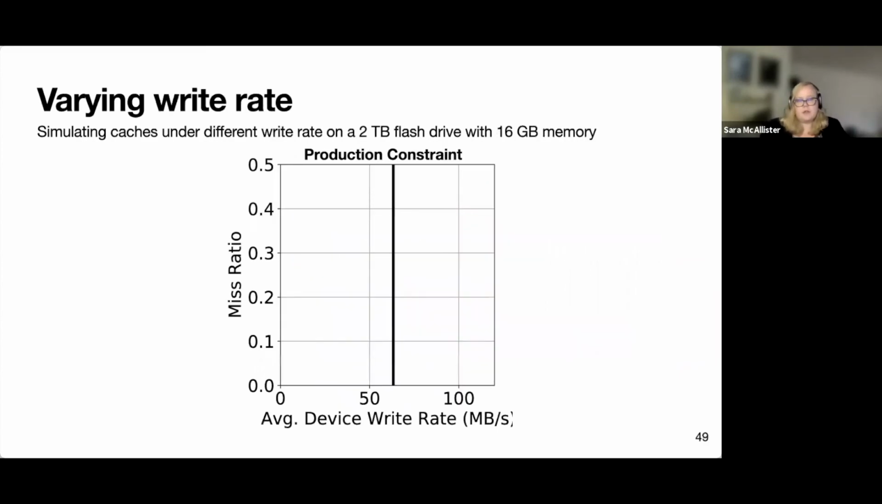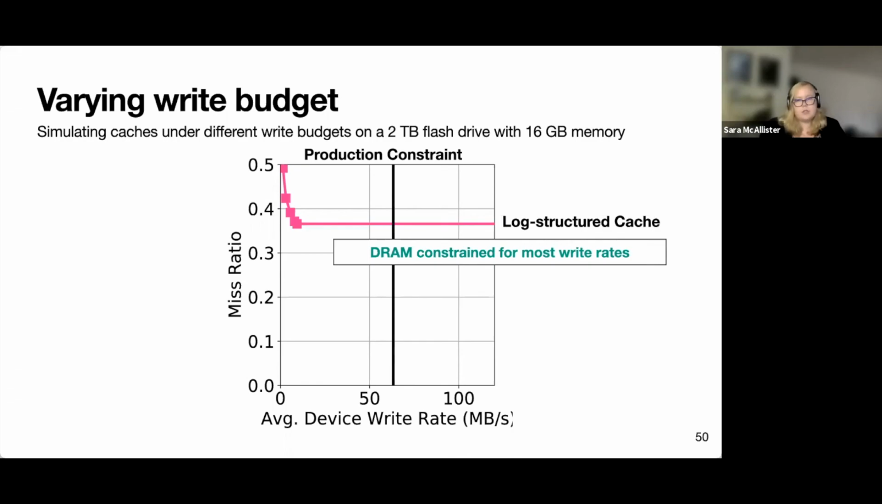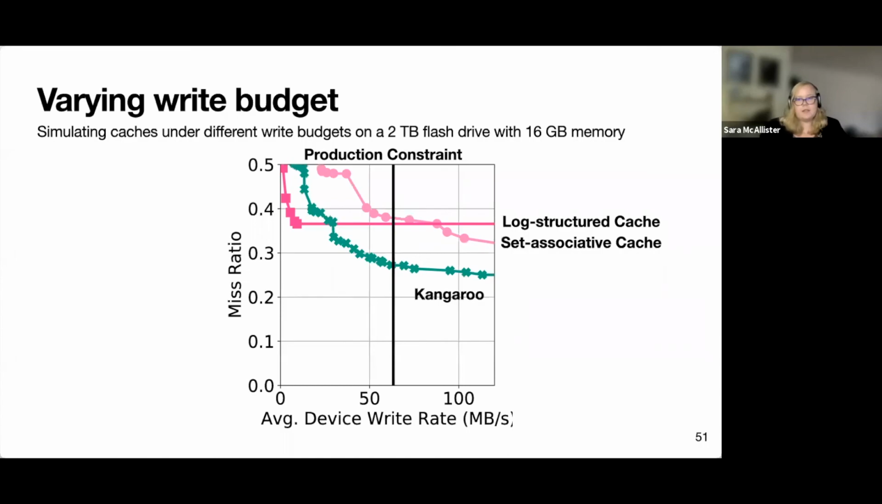The other constraint that I want to look at here is varying the write rate. Before, we had a write rate that corresponded to 3 device writes per day, and you can see that production constraint on the black line here. Again, like the last graph, the y-axis here is miss ratio, and the x-axis is write rate. As we vary write rate, we can see that the log structured cache doesn't change that much in terms of its miss ratio. This is because it's still really DRAM constrained. So unless you have a very, very low write rate, it's just going to be constrained by how much DRAM is in the system. Whereas Kangaroo and the set-associative cache both are more constrained by write rate.